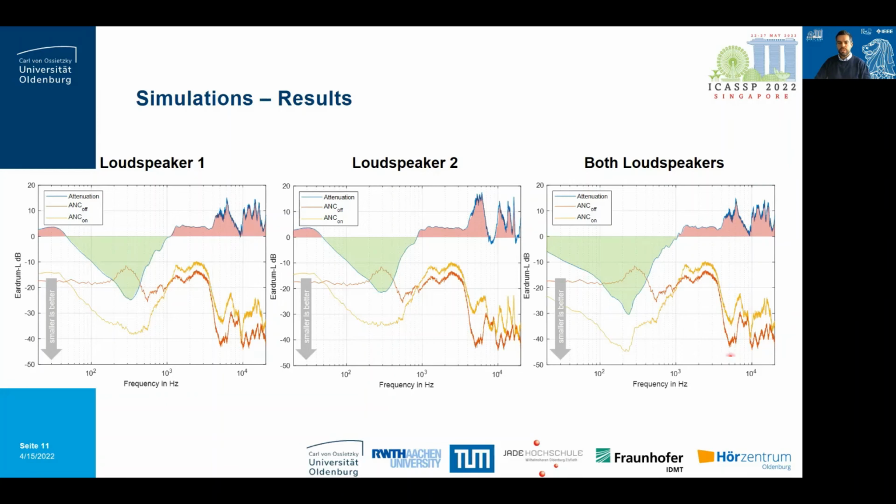If we concentrate on the green areas, we will see that the multiple loudspeaker ANC controller clearly outperforms both single loudspeaker ANC controllers by extending the attenuation bandwidth to frequencies below 20 Hz and incrementing the attenuation magnitude by up to 10 dB for frequencies below 300 Hz.